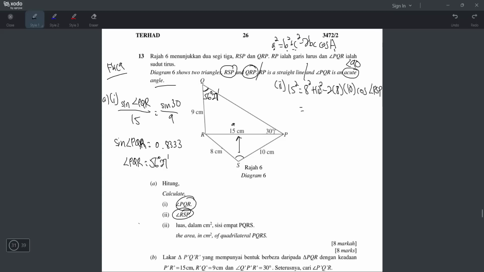Okay, now how to find? The way I teach my student is I will ask them to separate here, and then pindah 8 square and then pindah 10 square sini. So dia jadi 15 square minus 8 square minus 10 square. You will get positive 61. And then here you left with negative 2 times 8 times 10, which is negative 160 cos RSP. And then now to find the cos RSP, I will tekan 61 divide negative 160, which is negative 0.38125. And then tekan shift cos answer lah.